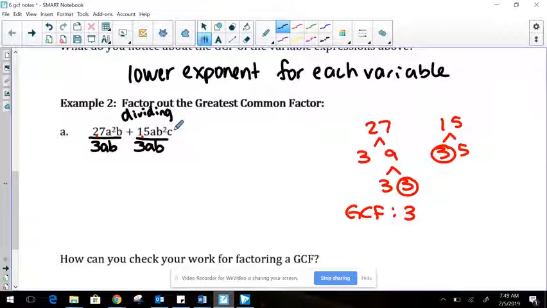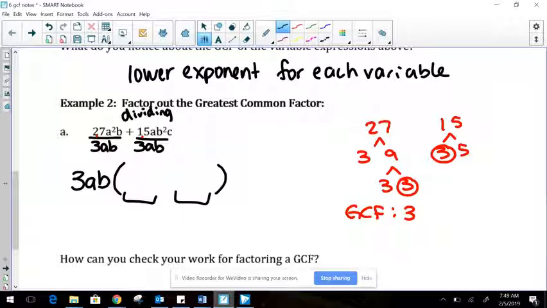Okay, and then I have a c over here, but nothing here, so I can't take out a c from both. That's not a common factor, not common between the two terms. Okay, so now I'm going to write 3ab over here, and I'm going to put these parentheses. So I'm going to have two terms written here.